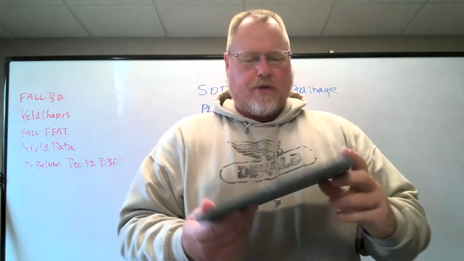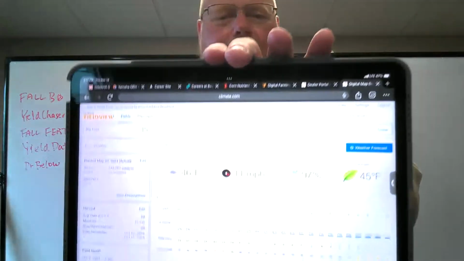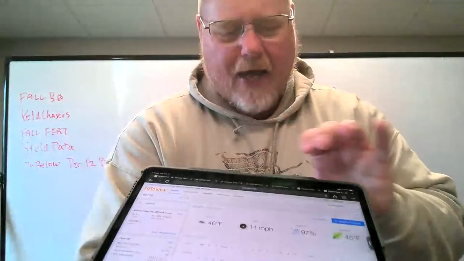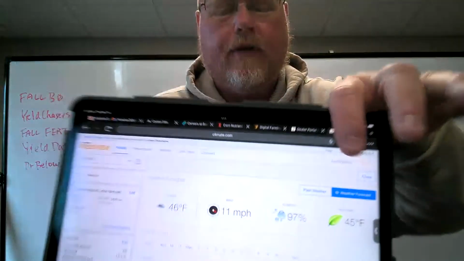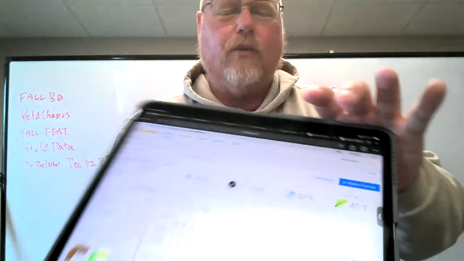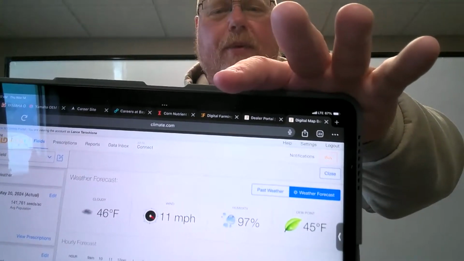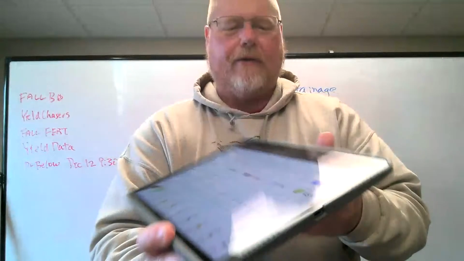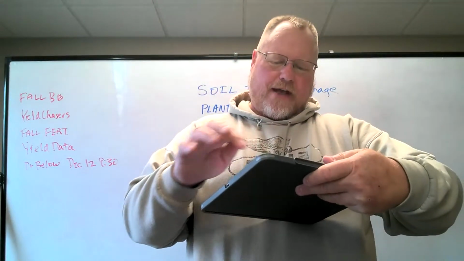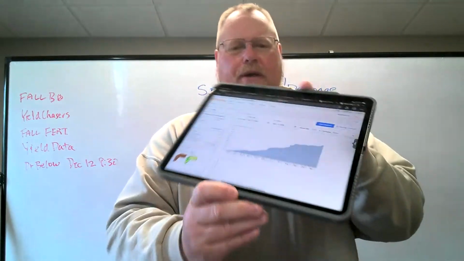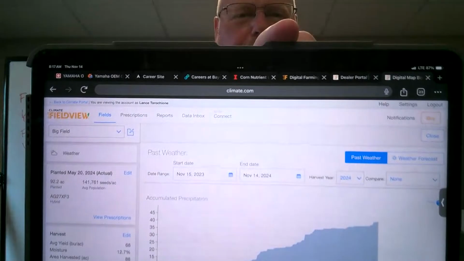Okay, so when you hit weather, then you're going to get this screen. And you'll see these two tabs over here that say past weather and weather forecast. If you want to look back, which one do you think you need to pick? Probably need to pick the past weather. So we're going to pick the past weather tab. And when you pick past weather, you start seeing graphs and tables like that.